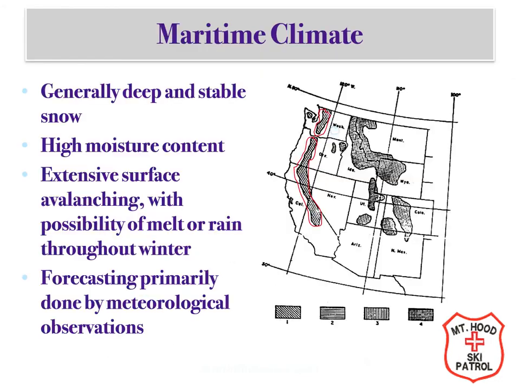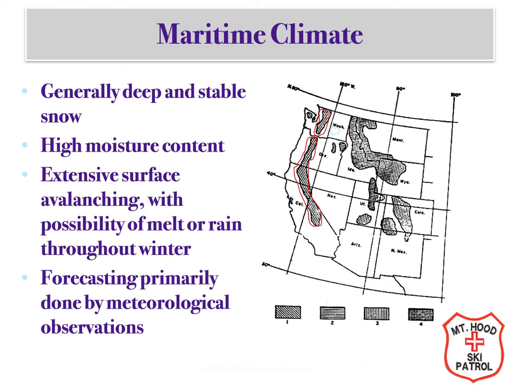Let's start by talking about the maritime zone. The maritime zone we are in has weather patterns determined primarily by winds coming in from the Pacific Ocean. This zone is characterized by heavy snowfall and relatively mild temperatures. Snow has a high moisture content and is very heavy.